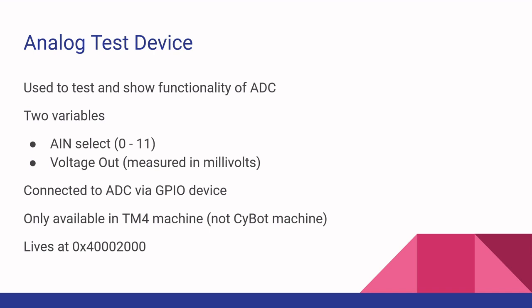This is only available in the TM4 machine, not the Cybot, because the Cybot will have other analog devices, such as the sensors, instead of just a generic test device. For developers, this lives at hex 4000-2000, which is unused by any other device. So if you need to use it, you can access the variables there.